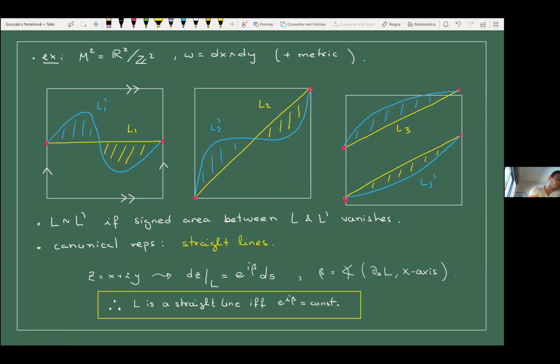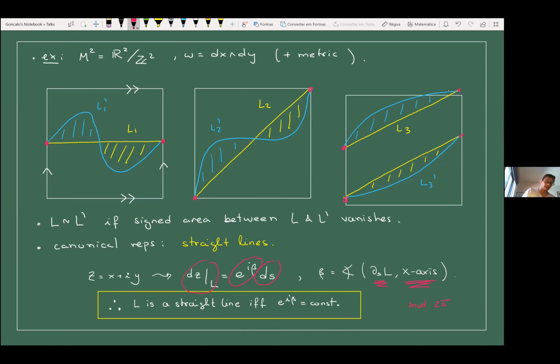If you restrict dz to L, and you call S the arc length parameter, then it must differ from the S by the component of the velocity of the curve in the X component plus I times the component of the velocity in the Y component. So that's a unit complex number whose real part is the velocity in the X direction and whose imaginary part is the velocity in the Y direction. So this beta needs to be the angle that the velocity makes with the X-axis, mod 2 pi.